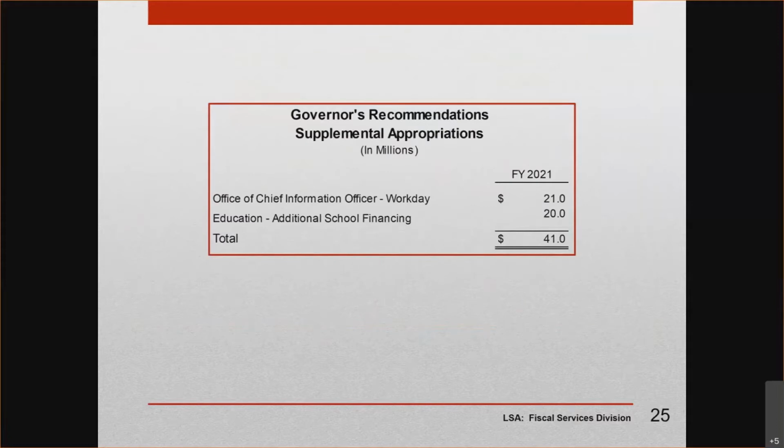Governor's recommending 2 supplemental appropriations totaling $41 million. The first one is to cover part of the Workday contract. Workday is a company that the state signed a contract with to replace the state's accounting and budget system and human resources system. That's an ongoing project, and this is only part of the contract. And then there's another appropriation of $20 million, which we don't have a lot of information on, but it's the additional school financing.